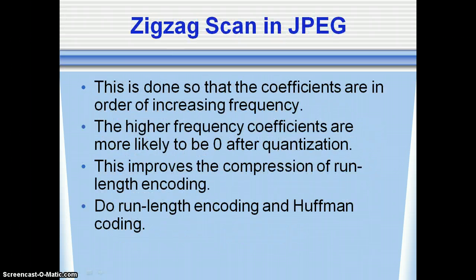Now, what is zigzag scanning in JPEG? This is done so that the coefficients are in order of increasing frequency. The higher frequency coefficients are more likely to be 0 after quantization. This improves the compression of run length encoding. Do run length encoding and Huffman coding on this zigzag scan.